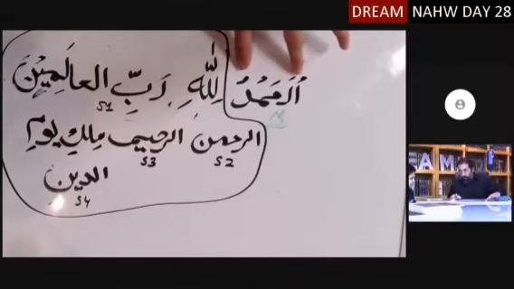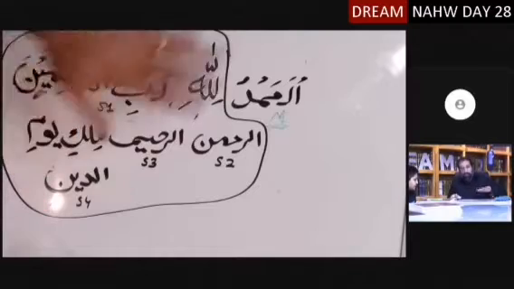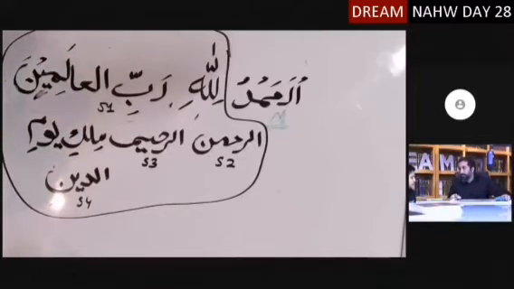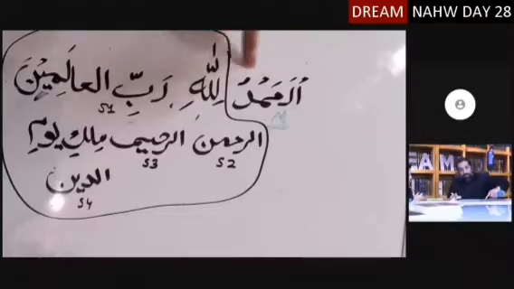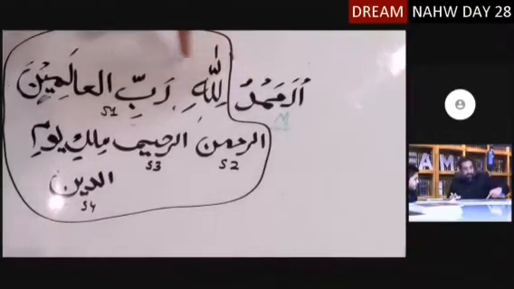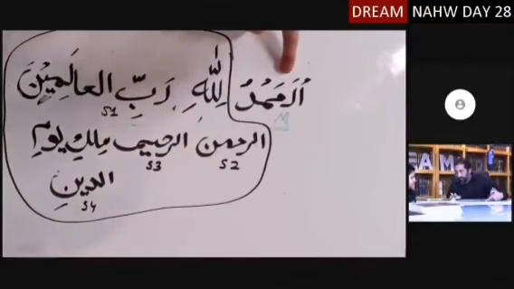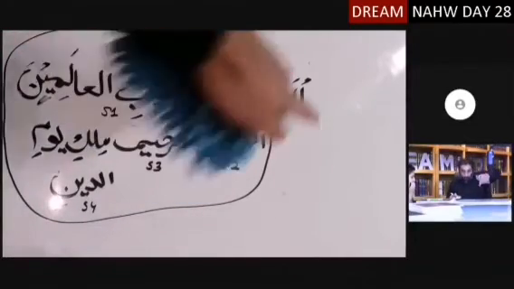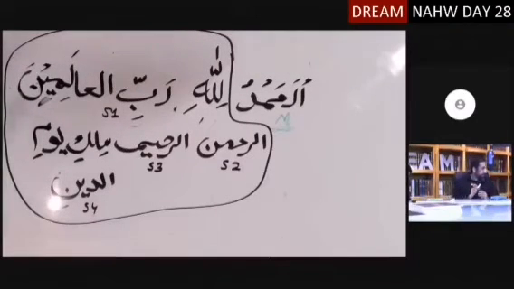Alhamdu is mubtada. Lillahi rabbil alameen ar-Rahman ar-Rahim maliki yawm al-din is mutaalliq bil khabar. It would not be muqaddam because it's after the mubtada. Muqaddam means if it's before. If it was lillahi rabbil alameen ar-rahman ar-rahim maliki yawm al-din alhamdu, if the mutaalliq bil khabar was before, then that would be muqaddam. So this is a normal mutaalliq bil khabar.